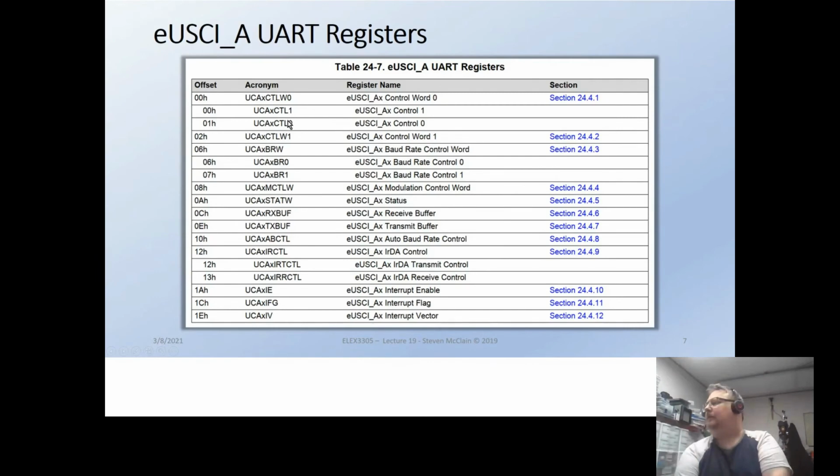Yeah, and that one just says control word. So it's controlling both of them. Yeah, and it just is both. You can either say this one to just do the low one or this one to do the high one, but this will do both at once.